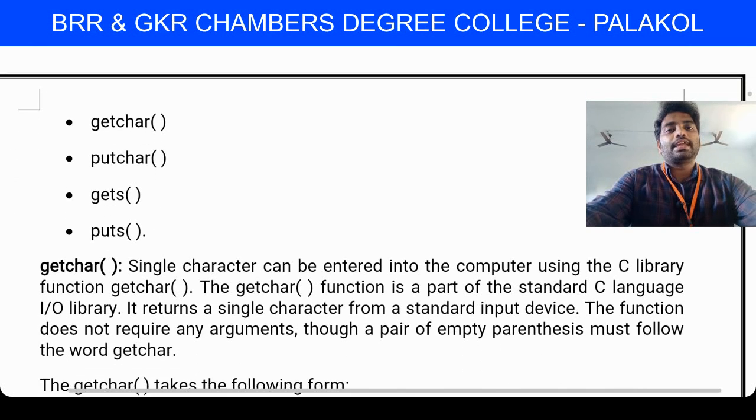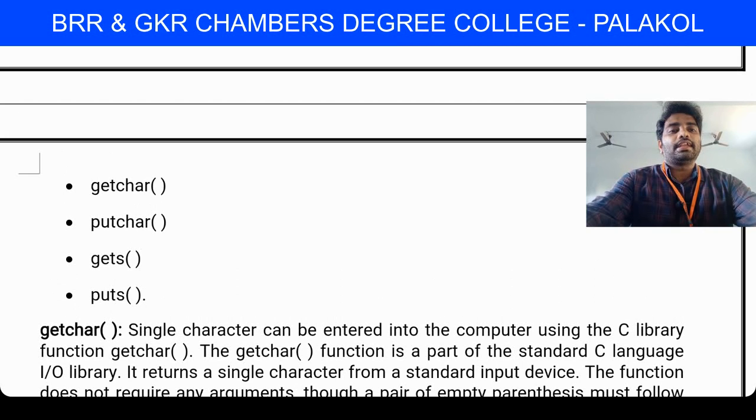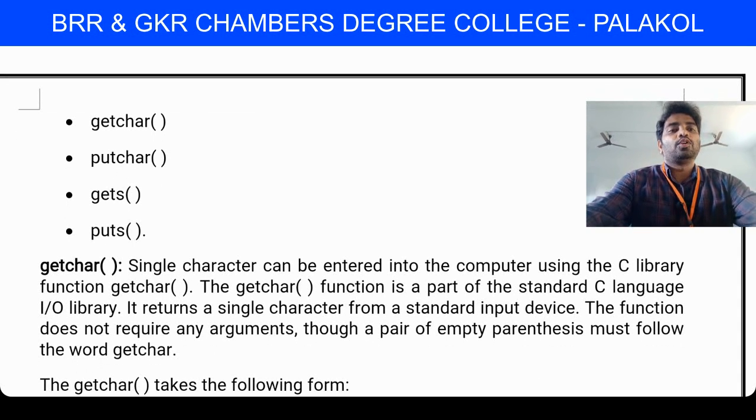Next one, getchar. A single character can be entered into the computer using C library functions. A single character is read in the program using getchar. The getchar function is part of the standard C language I/O library. It reads a single character from the standard input device. The function does not require any arguments, though a pair of empty parentheses must follow the word getchar. This is the simple meaning: get means read and char means character. The single character is read using the function getchar.